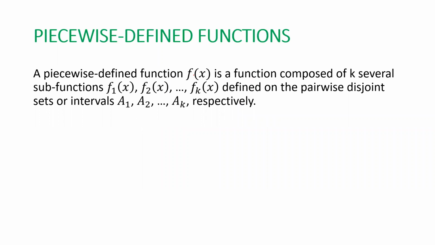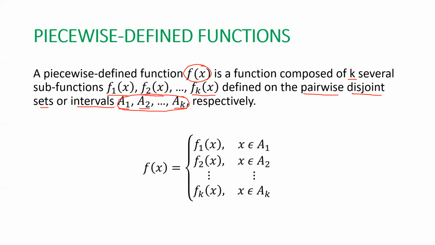A piecewise defined function f of x is a function composed of k several subfunctions, which we shall denote by f sub 1 of x, f sub 2 of x, up to f sub k of x. And these subfunctions are defined on pairwise disjoint sets or intervals, which are denoted by a sub 1, a sub 2, up to a sub k. So pairwise disjoint sets means that every pair of sets or intervals from the following do not have a common element. So here is the notation for a piecewise defined function.